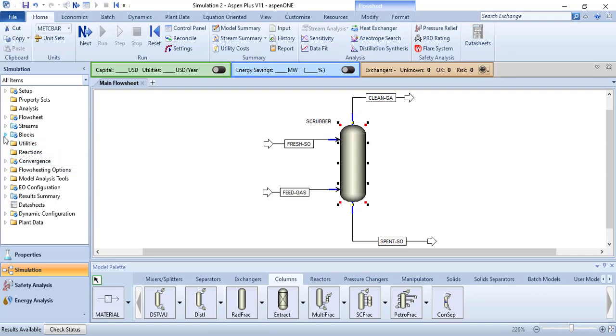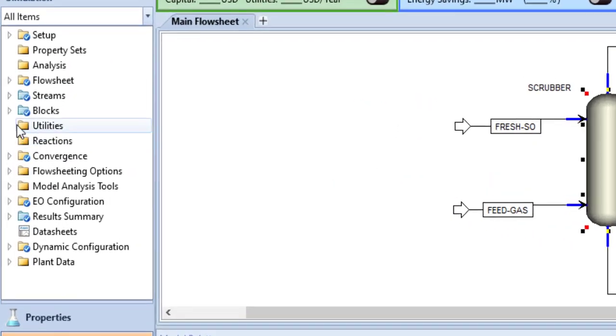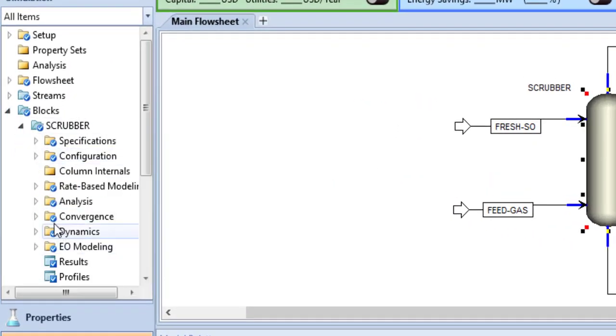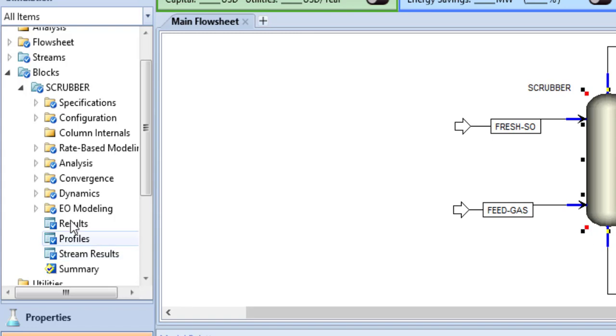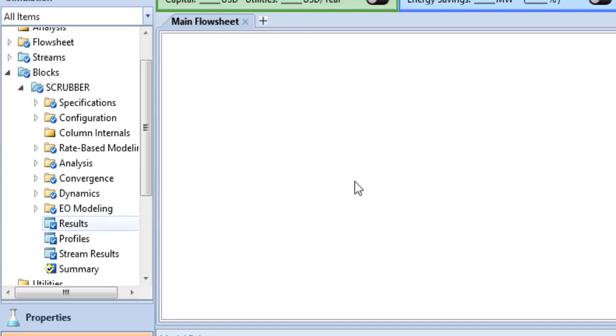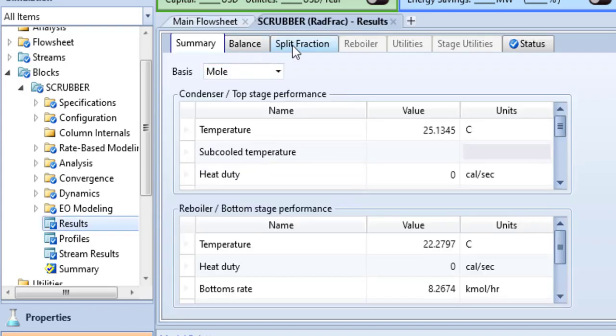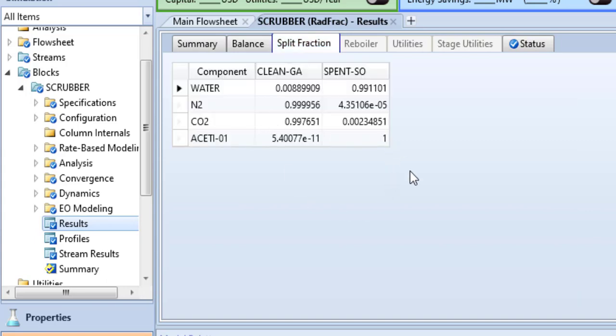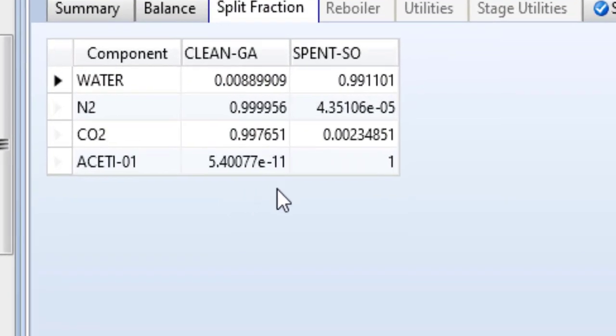So let us go to this blocks, scrubber and results. Go to this split fraction. Here you can see that using 6 trays and with the above mentioned specs, the clean gas contains very little acetic acid. In other words, we can say that nearly all the acetic acid goes with the solvent.